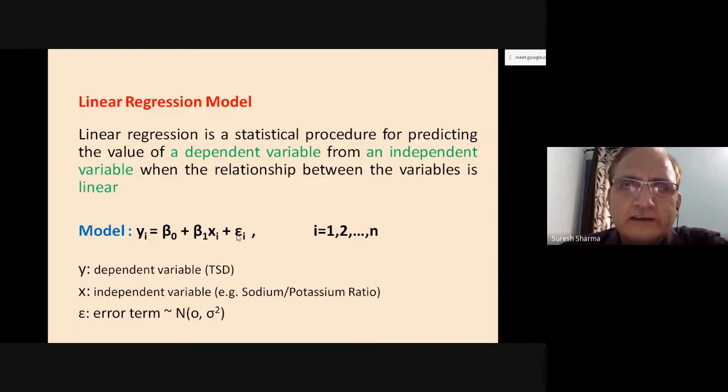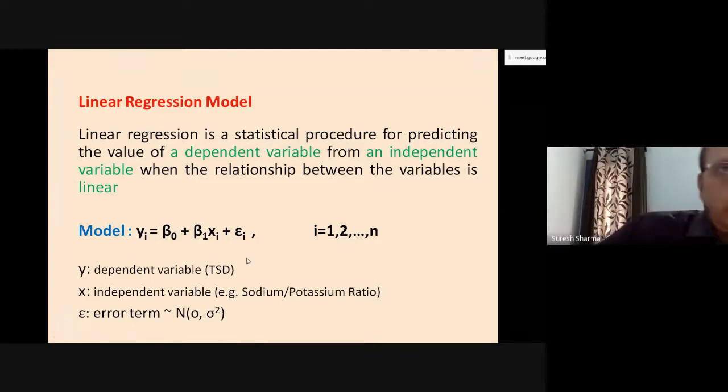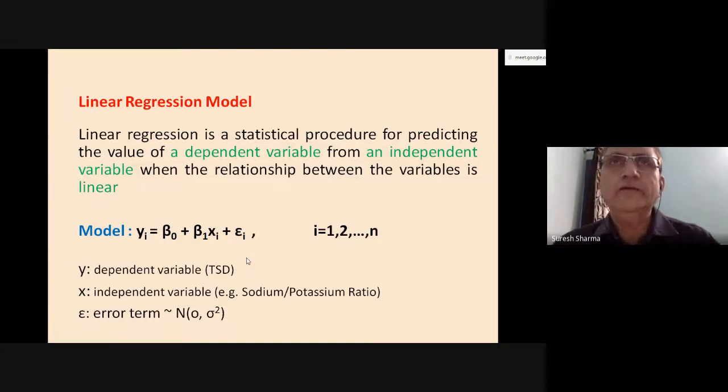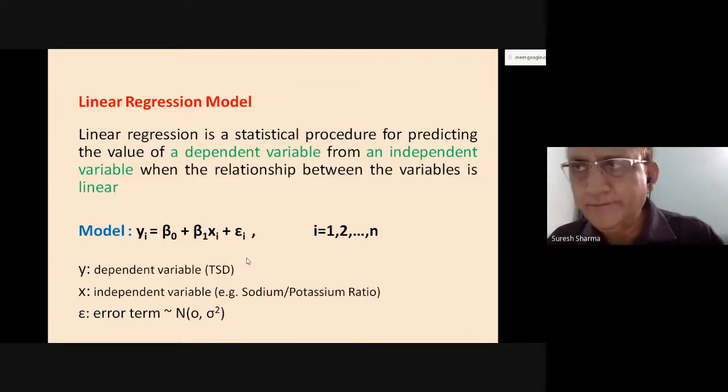The method of least squares consists in minimizing the error. So error will go to 0, right? And that will give you an estimate of beta naught and beta 1. Now, once the values of beta naught and beta 1 are known, I have an equation with me. The equation is with me when I enter the class the next day.